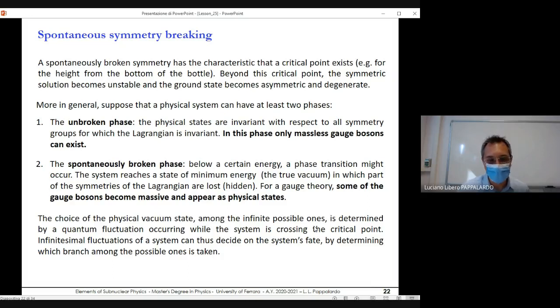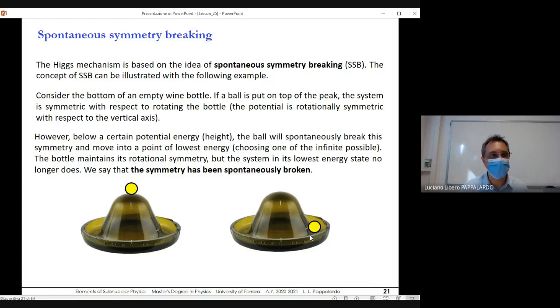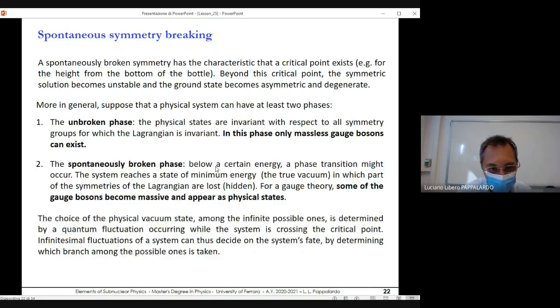What about the choice of the physical state? So the ball had indeed infinite possibilities here. Okay, everything is completely symmetric in the initial state. Then something happened, a quantum fluctuation, and the ball goes down and finds a place. So the choice of the physical vacuum state, among the infinite possible ones, is determined by a quantum fluctuation occurring when the system is crossing the critical point. And in fact, this is the important point, an infinitesimal quantum fluctuation of a system can decide the system's fate. Okay, the destiny, just by determining which branch to take with respect to all possible branches. So we are all children of a quantum fluctuation, if you like.